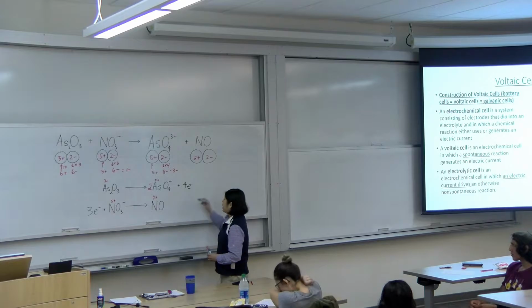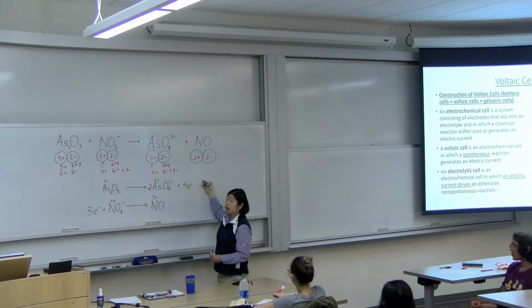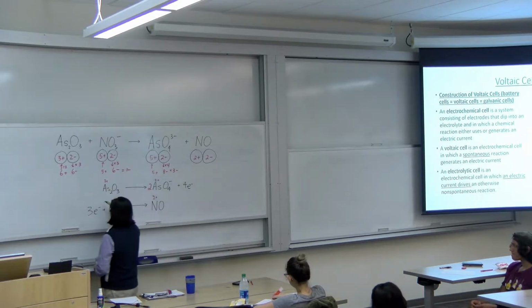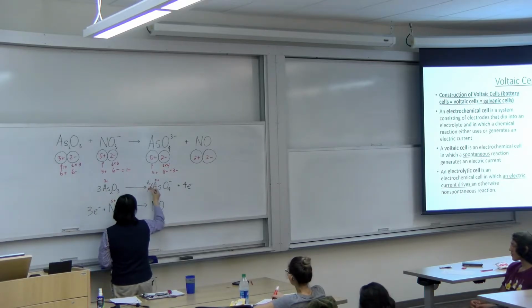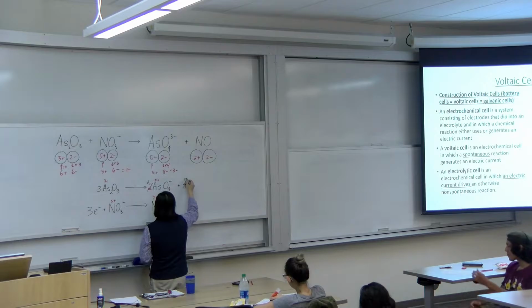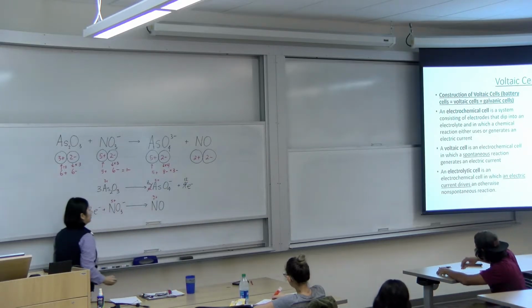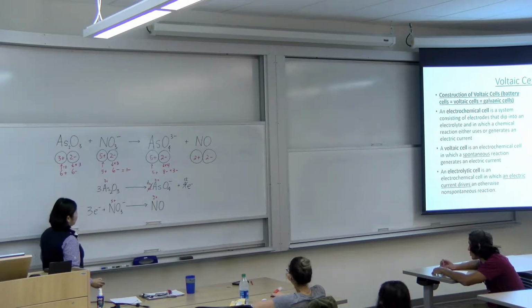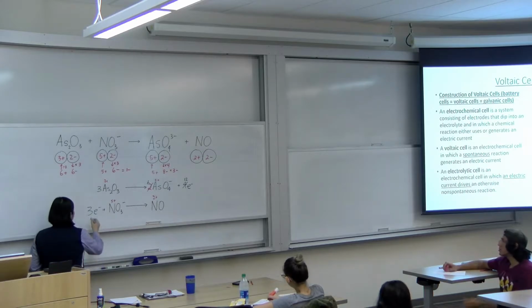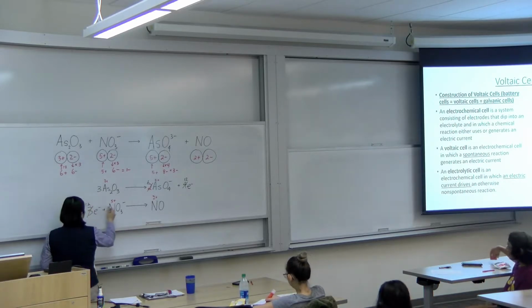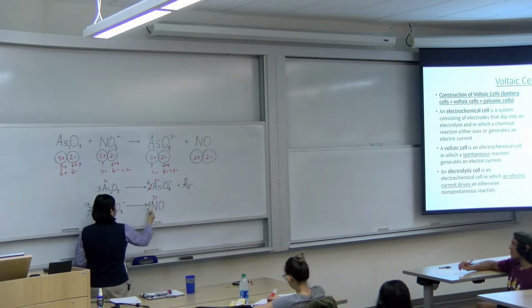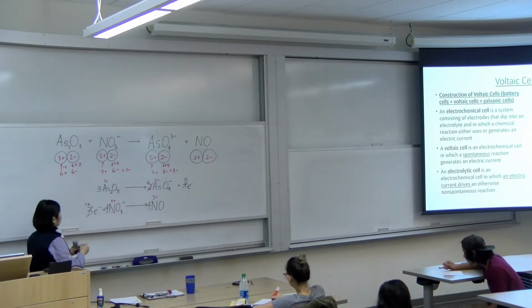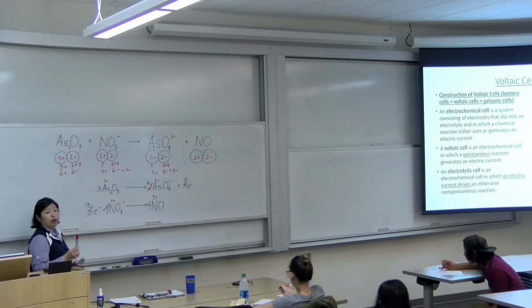So we're going to multiply this equation by 3. So I like to just do this. 3 times 2 is 6. 3 times 4 is 12. Okay? And I need to multiply this equation by 4. So 4 times 3 is 12. 4 and 4. Okay? Everyone with me so far?